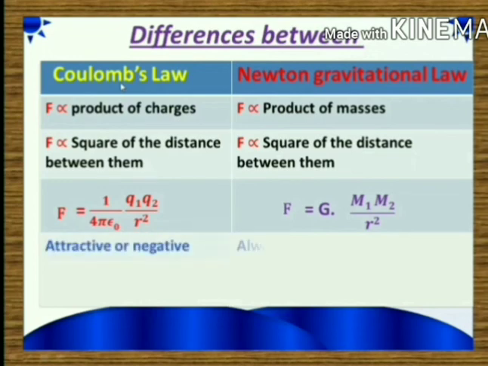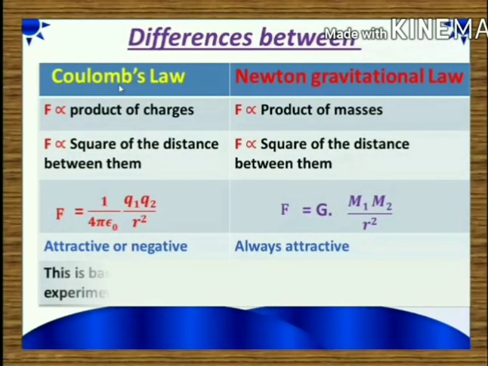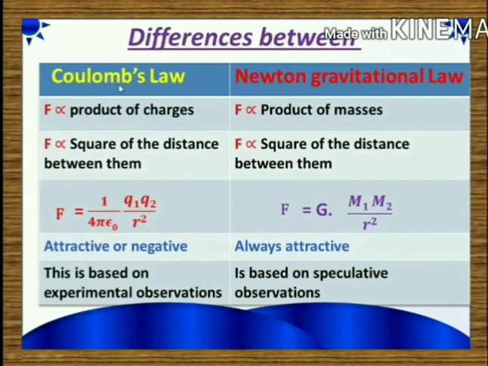Coulomb force may be attractive or repulsive, depending on the charges. If plus-plus, then it is repulsive. Plus-minus, then it is attractive. But Newton's gravitational force is always attractive. Coulomb's law is based on experimental observations, whereas Newton's gravitational law is based on speculative observations.